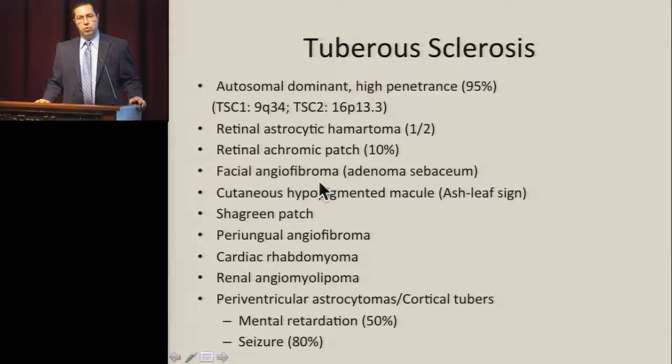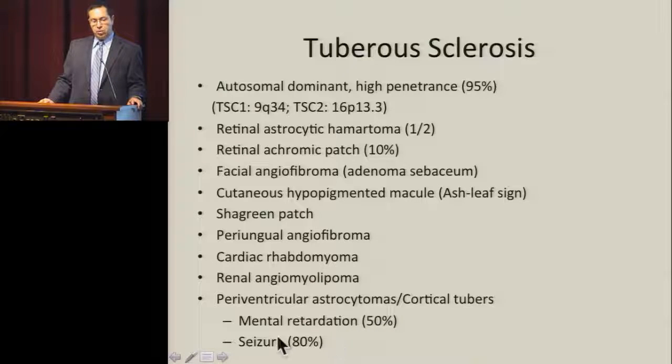Facial angiofibromas, which were called adenoma sebaceum, is another feature. Cutaneous hypopigmented lesions, they're called ash leaf, and shagreen patch of the skin, periungual angiofibroma, cardiac rhabdomyoma, renal angiomyolipoma, and as you know, they can have periventricular tumors, astrocytic tumors, which can lead to mental retardation and seizure in a significant percentage of these patients.